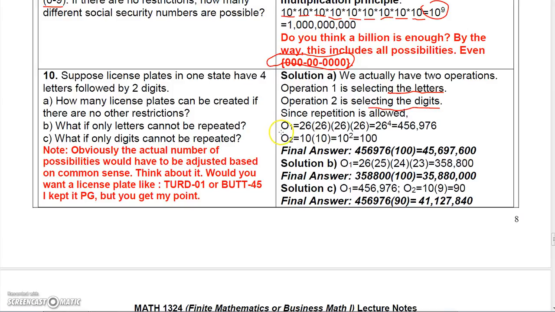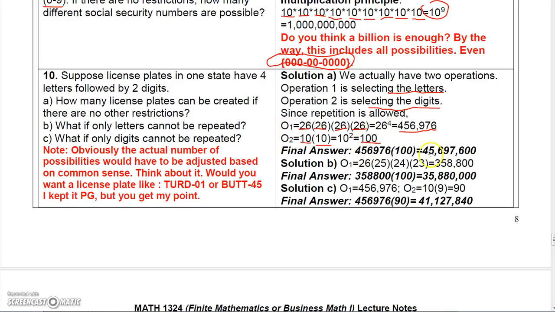Now, how many ways can we select the letters? Well, repetition is allowed on the letters, so there's 26 ways to choose the first letter, 26 ways to choose the second letter, 26 ways to choose the third letter, 26 ways to choose the fourth letter. So there's 26 to the 4th power ways to choose the letters. And there's 2 digits, so there's 10 ways to choose the first digit. There's 10 ways to choose the second digit, so that gives us 100 ways to choose the digits. Now, to find out how many ways you can do these operations one after another, you have to multiply these 2 numbers together.